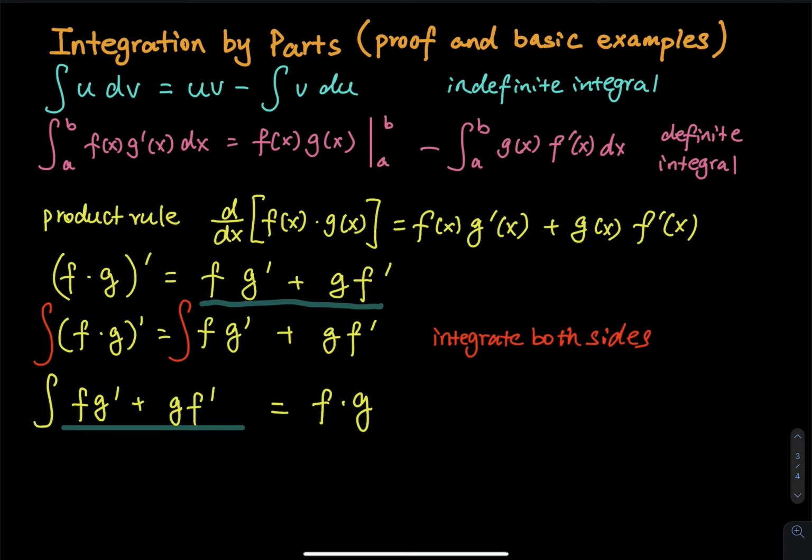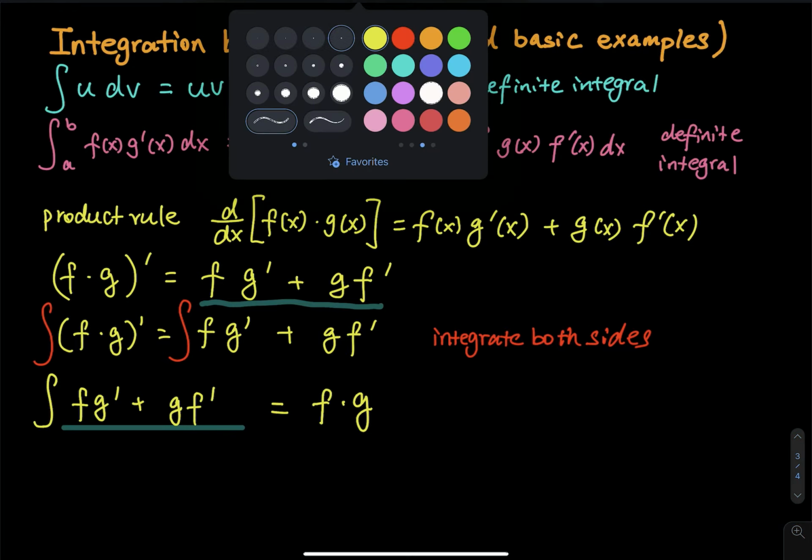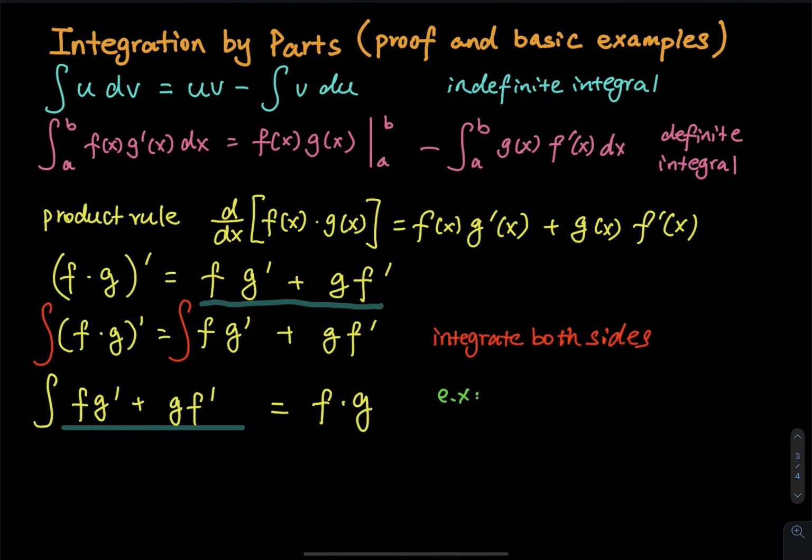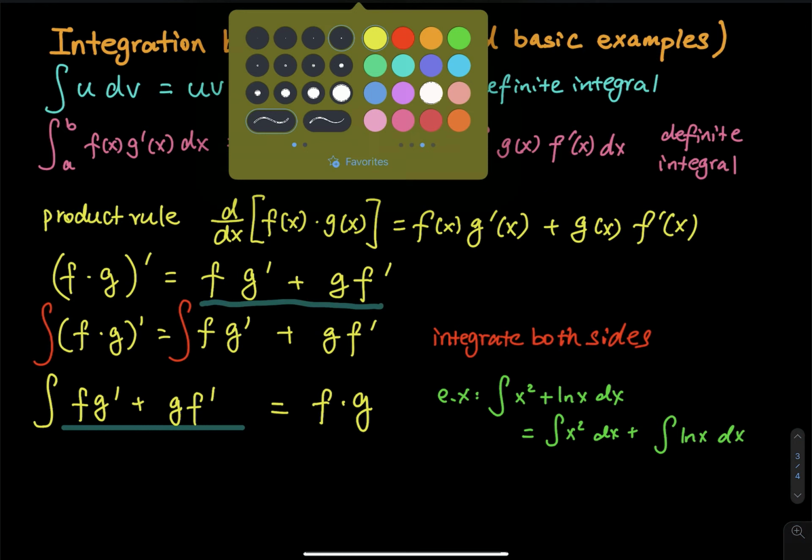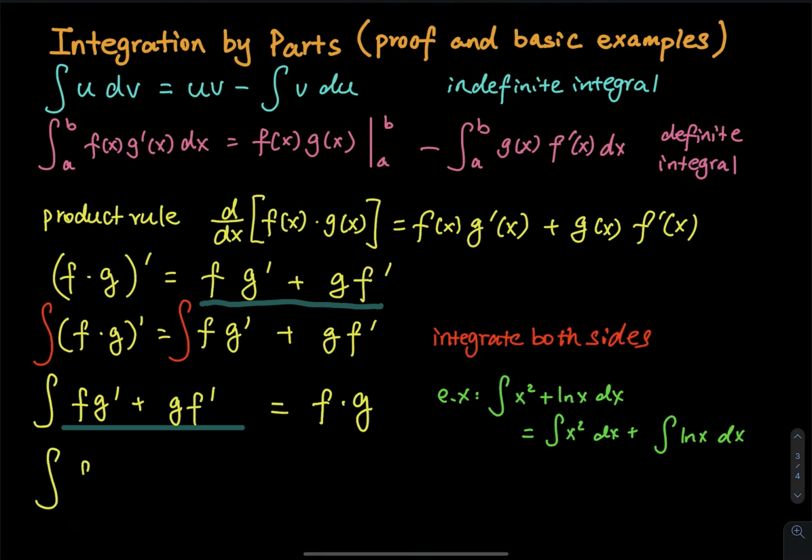And then do you see that on the right hand side? Let's say we have an example. Let's make this simple. Let's say we have the integral of x squared plus ln x dx. Do we agree that that is equal to the integral of x squared dx plus the integral of ln x dx? We can split it up into two integrals, right? The same concept applies here. So we can do this: the integral of fg' plus the integral of gf', no change on the right hand side.